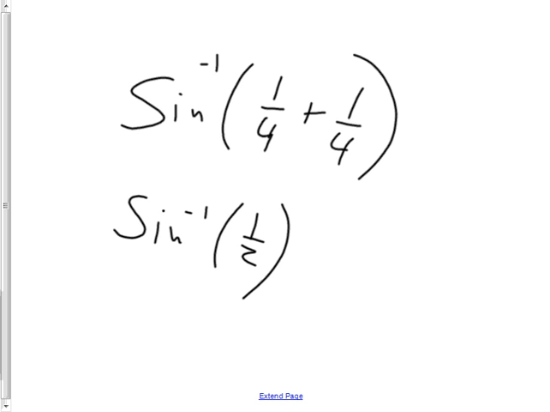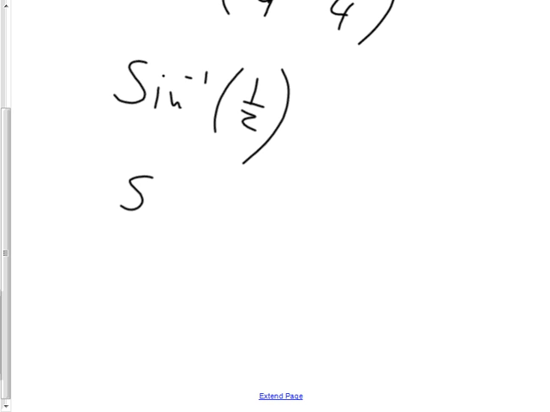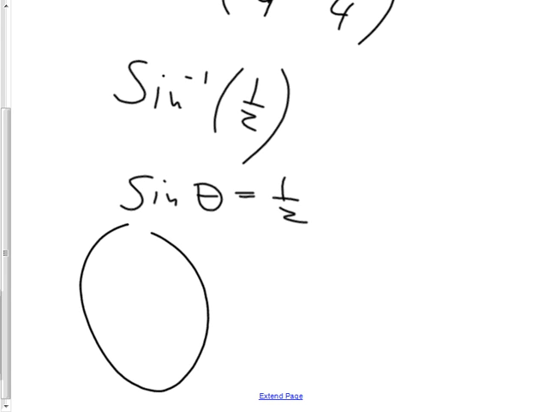So inverse sine of 1/2 means like sine of some angle is a half. And then you ask yourself, isn't there more than one possible answer for this? More than one possible answer for sine of something is a half? Yeah, there is. All students take calc.